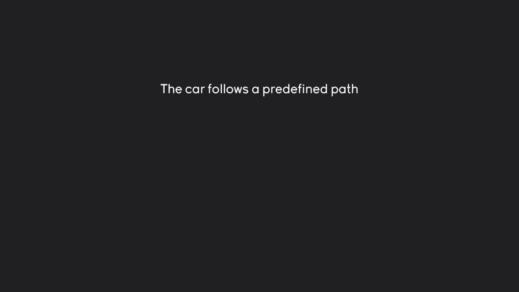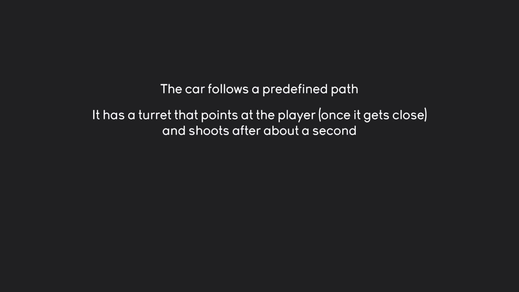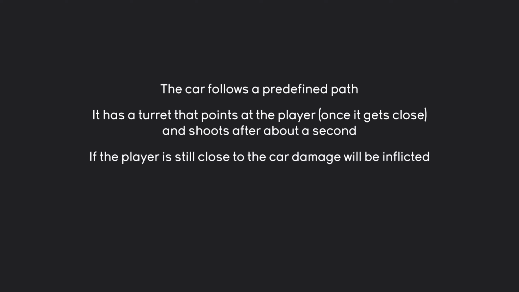Most importantly, the car is going to follow a predefined path. It is not going to follow the player. That being said, the car is going to have a turret, and this one is going to point at the player, although only once the player is getting close. On top of that, after a certain amount of time, this turret is going to shoot at the player. If the player is still close after the loading time, there will be some damage.